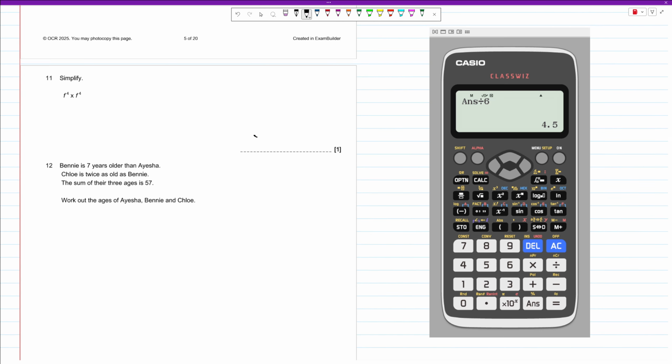Okay, nice and simple. It's the addition rule of exponents. If I am multiplying two things together that have got the same base, I add the exponents.